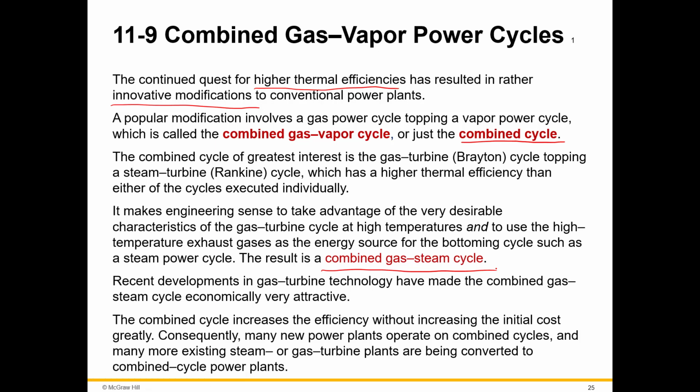Okay. The recent developments in gas turbine technology have made the combined gas steam cycle economically very, very attractive. So that means that it's affordable. The combined cycle increases the efficiency without increasing the initial cost greatly. This is fantastic. So it increases the efficiency with only a little bit of increase in the initial cost. Because of this, many new power plants operate on combined cycles, and many more existing steam or gas turbine plants are being converted. And that's nice.